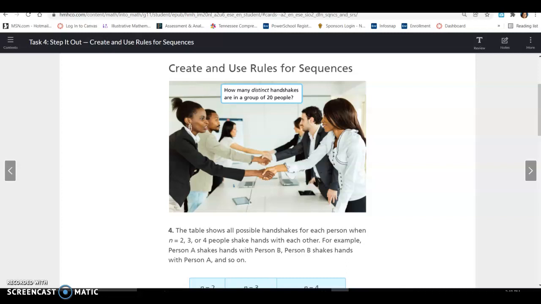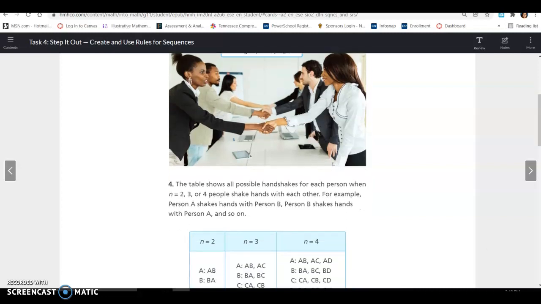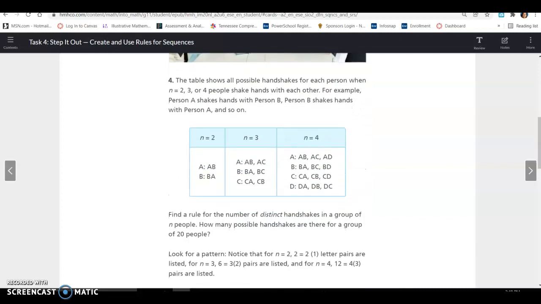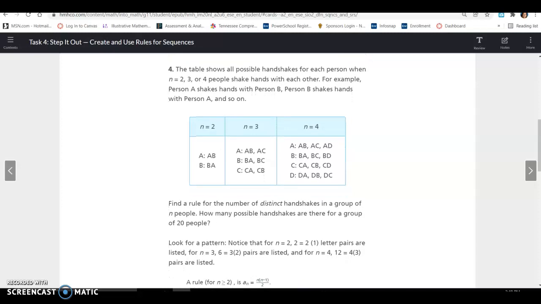Lesson 13.1, Task 4. Create and use rules for sequences. How many distinct handshakes are in a group of 20 people? All right. So the table shows possible handshakes for each person when n equals 2, 3, or 4.